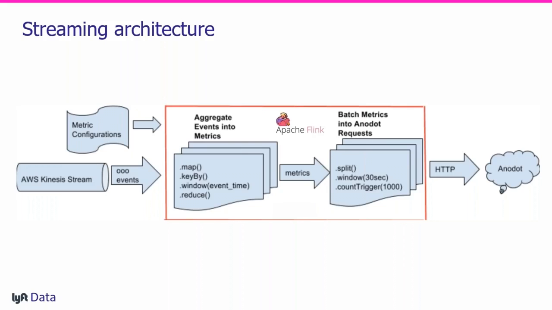The second app listens to those aggregates and then batches the metrics and sends them to the Anodot API. The Anodot API was quite straightforward to work with. The only thing that we had to account for is the queries per second limitation, so we had to provision for that in our code.